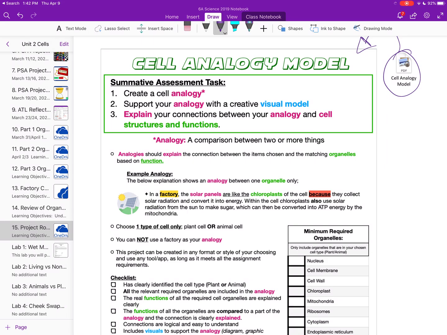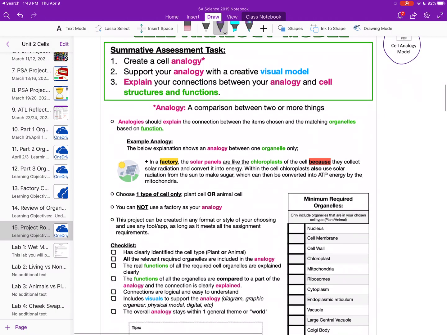This is called an analogy model, and we've talked a little bit about an analogy already, and we've been using a factory as our example analogy. That's what you are doing: you're going to be comparing the cell and all the organelles to an analogy of your choice. So here's your summative task. Your summative task is to create an analogy, to support your analogy with creative visual models, and to explain the connections between your analogy and the cell structures and functions. Let's talk a little bit more in detail about what that means and what that looks like, and some of the specifics.